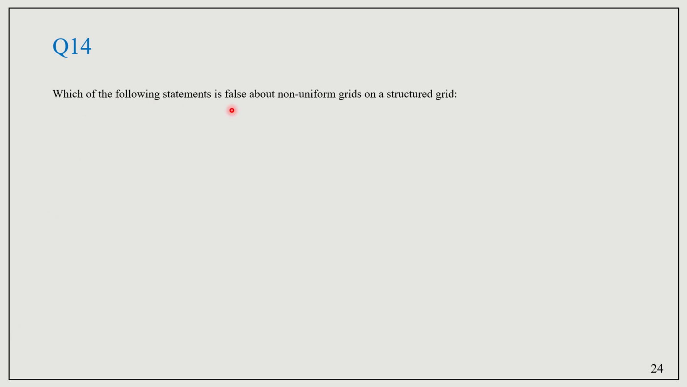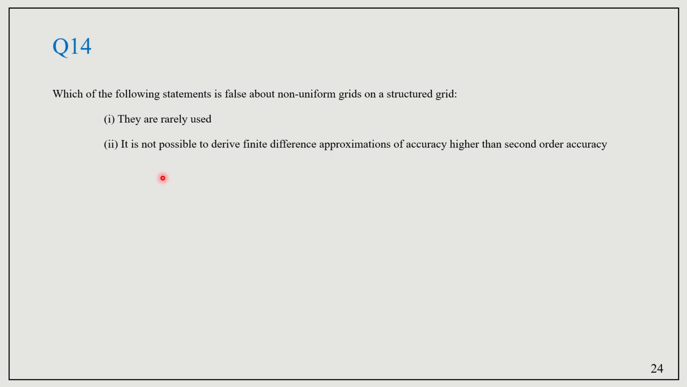In question 14, which of the following statements is false about non-uniform grids on a structured grid? We saw one example in figure 4 itself, wherein the spacing was not uniform but the grid was a structured grid. Now the question is about which of the following statements is false. It is about identifying the false statements. First statement: they are rarely used. Second: it is not possible to derive finite difference approximation of accuracy higher than second order accuracy.